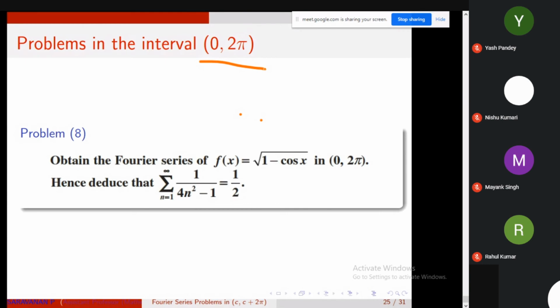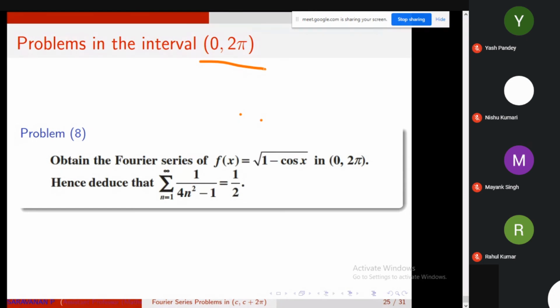I have done all the types: polynomial, and whenever the denominator becomes n minus 1, n not equal to 1, in that case you have to compute a1 separately. So up to this, your 0 to 2 pi is clear. I will stop here, and in the next class we will start with the second interval, that is minus pi to plus pi.